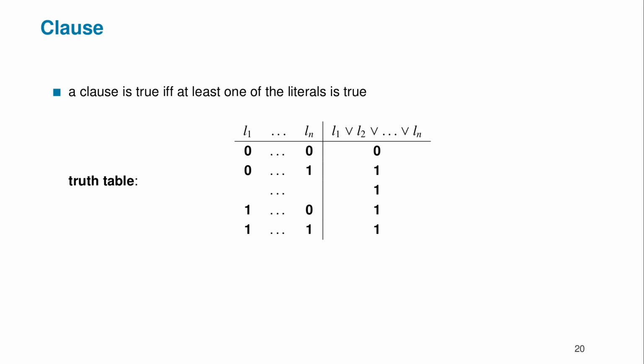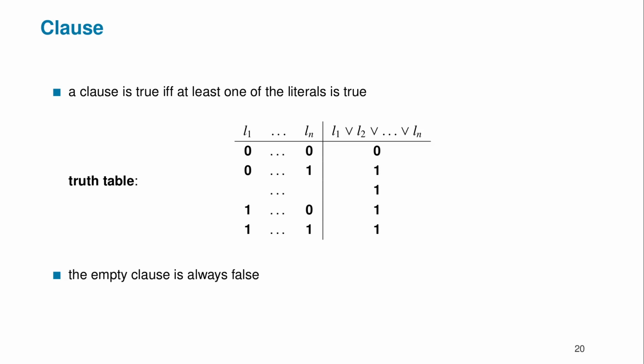Okay, and then we can do the truth table for a clause with n literals. So we have literals L1 to Ln, we have 2 to the power of n possibilities, and only in the case that all literals are false, the clause is false, otherwise the clause is true. So a clause is true if and only if at least one of its literals is true. And this makes reasoning about clauses very convenient, because it's very easy to see if a clause is true or not, given an assignment.